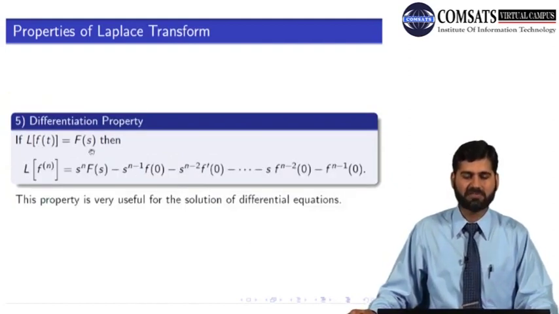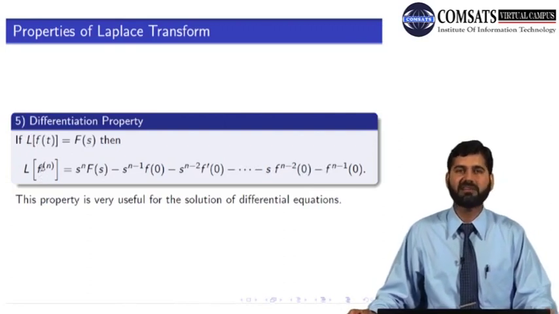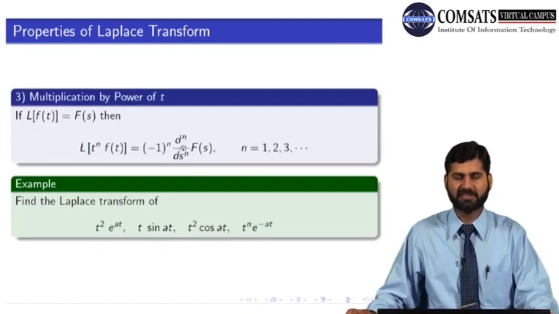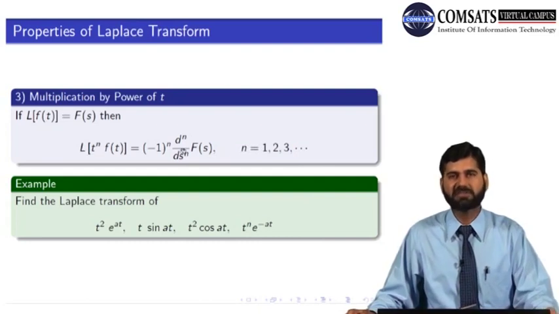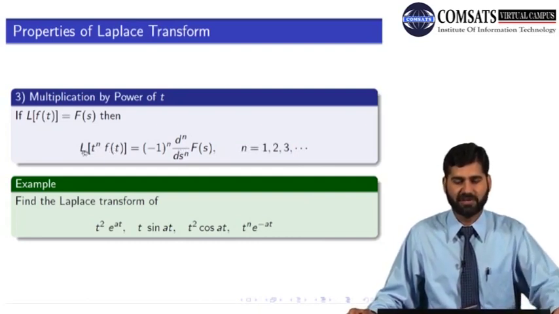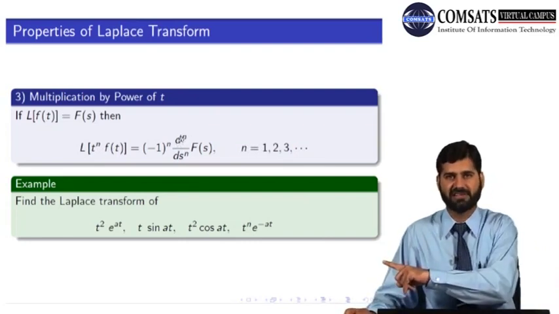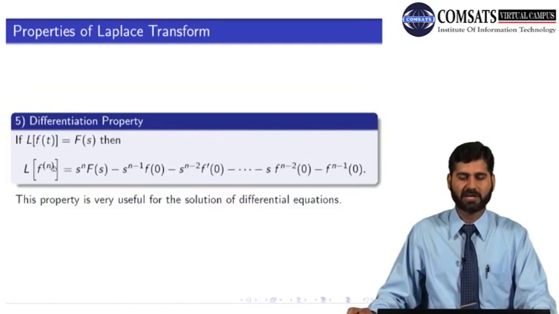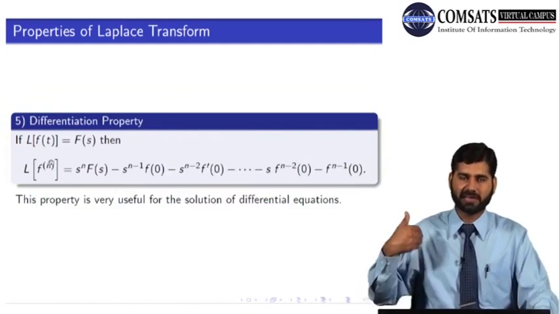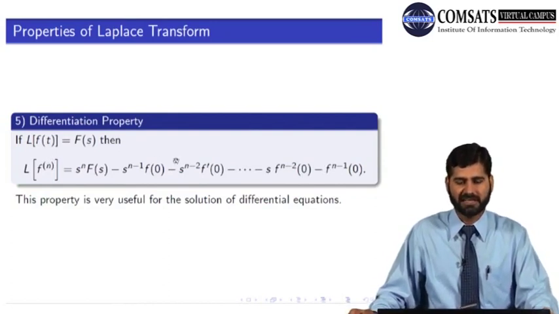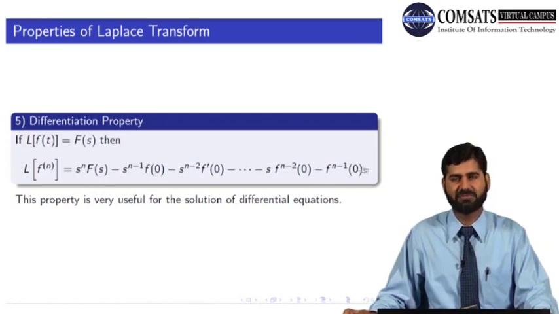If the Laplace transform of the function is F of s, then what is the Laplace transform of the derivative? The earlier property gives you Laplace transforms which involve derivatives: if you take the Laplace transform of t times f of t, the answer is being differentiated. But here the question is, if you are taking the Laplace transform of the derivative, then what will you do? This is the expression. It uses the value of the function at 0.